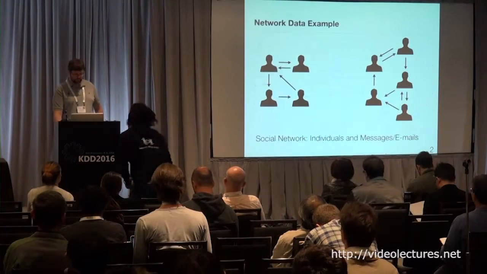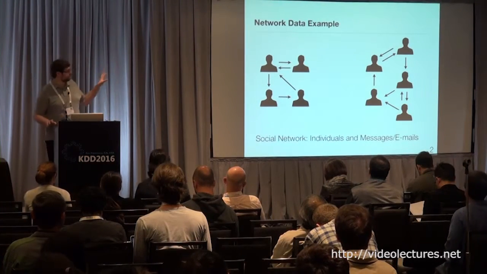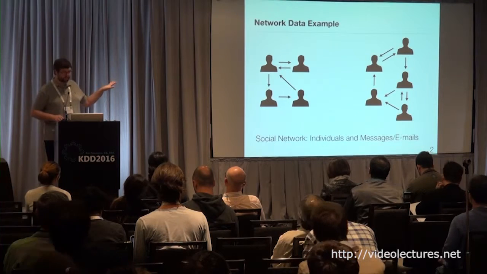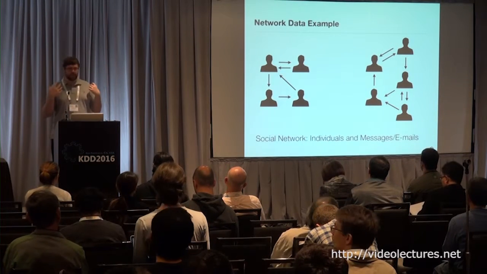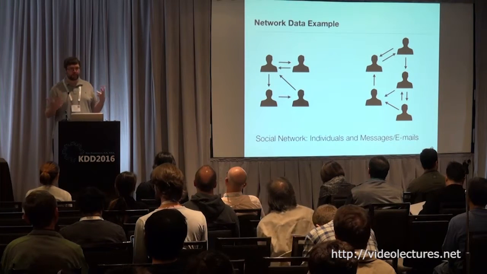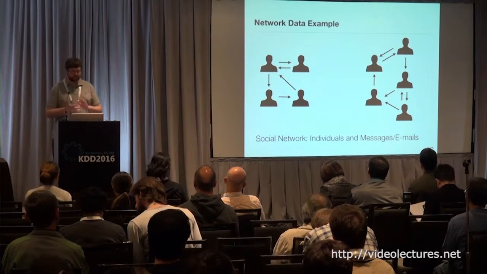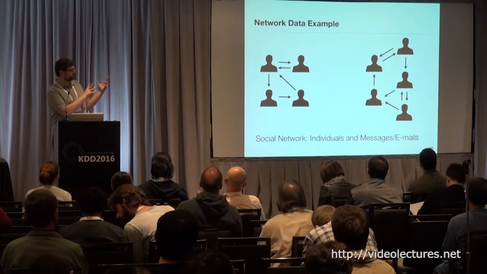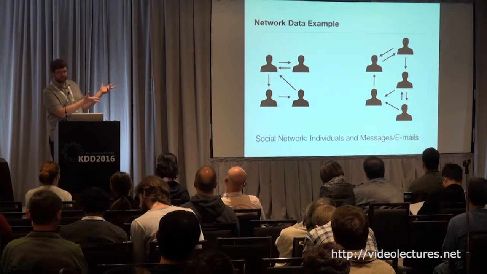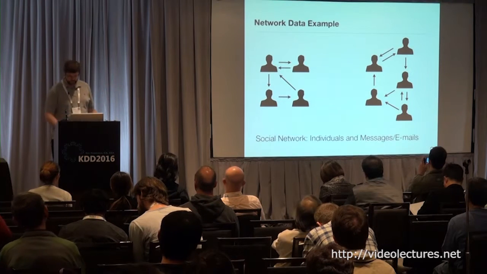Okay, so first let's begin taking a look at a typical network example. This is from a social network. There's a set of individuals, and if we observe their communications over, say, the time span of a day, we get a pattern like this. Now let's say this is going to be our example of what normal behavior looks like for this network.